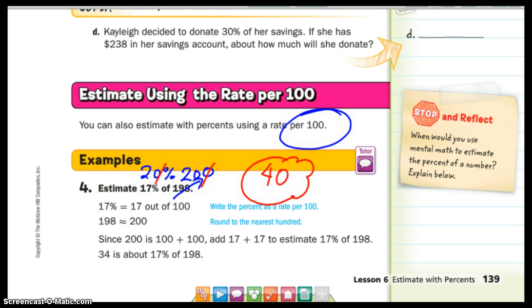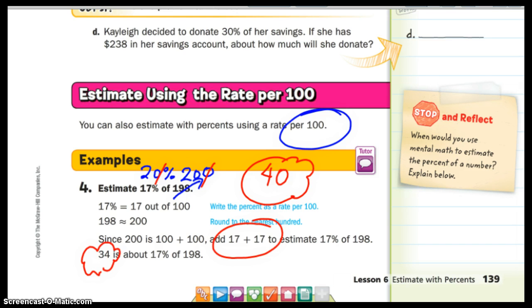Now, in this case, they kept the 17, and then they said 17 out of 100, which is 17, and then they doubled it. So 17 and 17 is 34. And again, 34 and 40 are close. I would not have kept it at 17%. I would have gone to 20%.